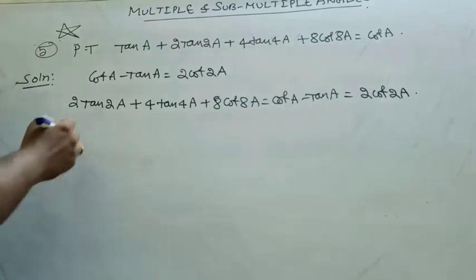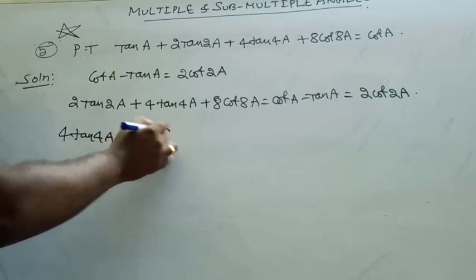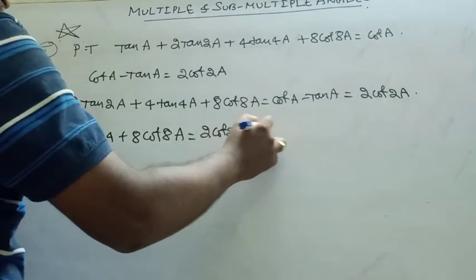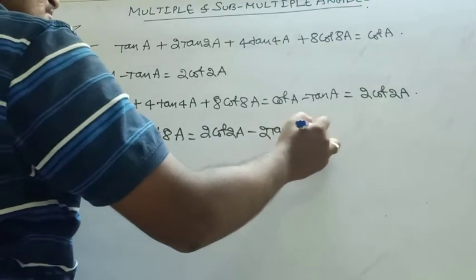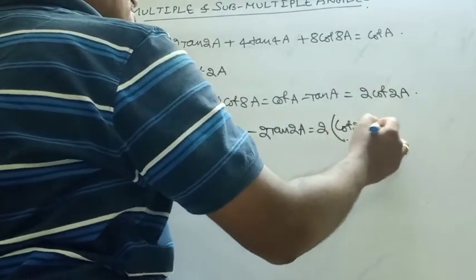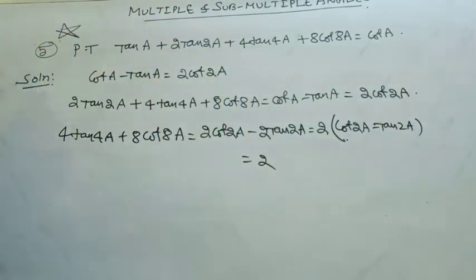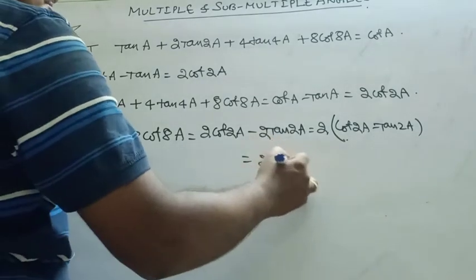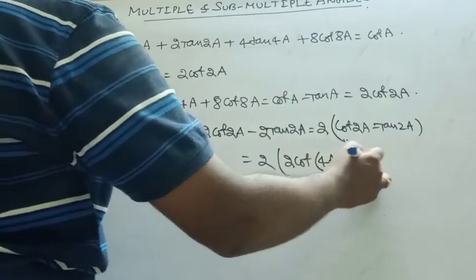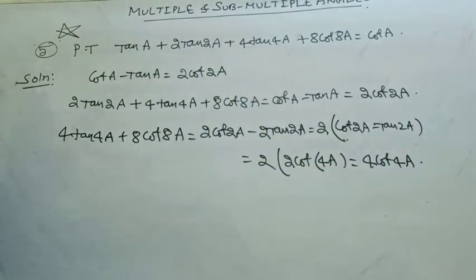Right? Now you see 4 tan 4a plus 8 cot 8a is equal to what you are going to get, 2 cot 2a minus 2 tan 2a like this. If you take 2 common here, cot 2a minus tan 2a. Right? And of course this is equal to, by this formula, cot a minus tan a equals 2 cot 2a. In the place of a you are having 2a, therefore it is 4a. That means 4 cot 4a. You are going to get 4 cot 4a. Right, my dear students? Wonderful.